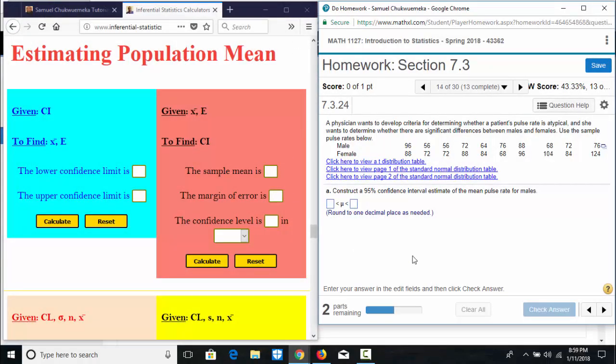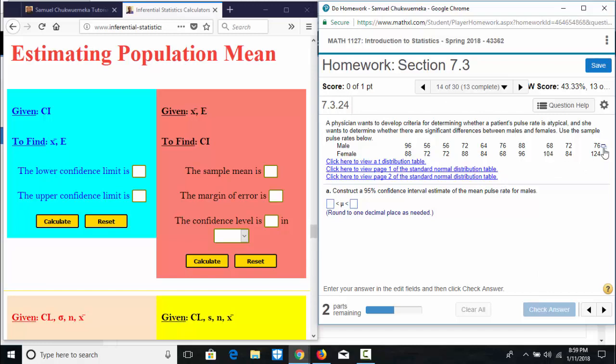Question 14. My turn. A physician wants to develop criteria for determining whether a patient's pulse rate is atypical, and she wants to determine whether there are significant differences between males and females. Use the sample pulse rates below. With this, I would prefer to use Statcrunch since we are comparing. So we're going to use Statcrunch, okay? And let us do it 2 at a time.